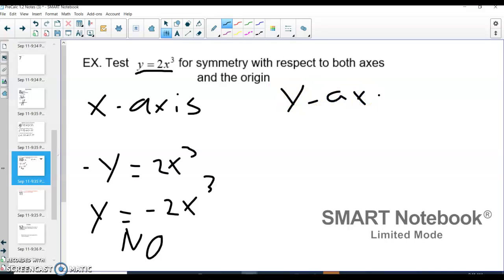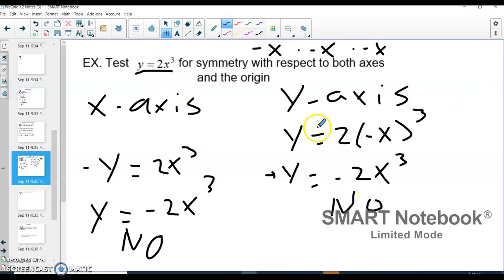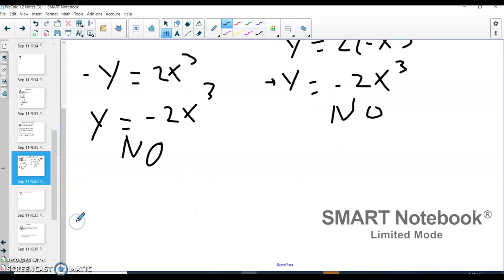Y-axis symmetry, we are plugging in a negative x value, so it becomes y equals 2 times negative x cubed. Negative x cubed is negative x times negative x times negative x. Negative x times negative x gives me a positive x squared, times another negative x gives me negative x cubed. So this becomes y equals negative 2x cubed. The negative doesn't go away because we're cubing it. Again, this function is not the same as the original, so it is a no to x or y-axis symmetry. Now let's test origin symmetry.